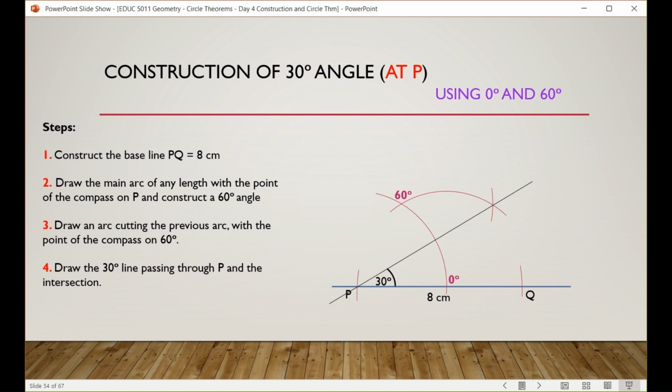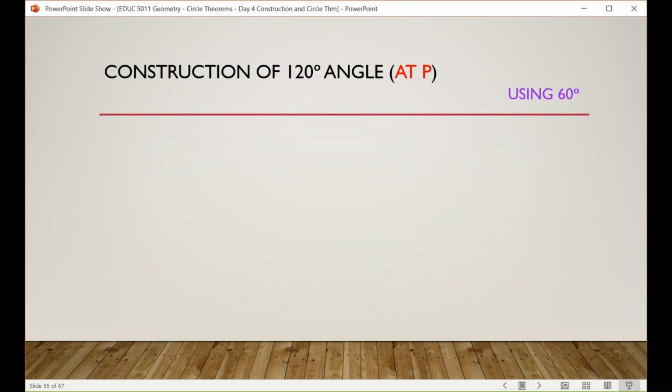So we've constructed a baseline. We've constructed 60 degrees. We've constructed 30 degrees. Let's move on now. We want to be able to build on that knowledge. We want to construct a 120 degrees angle. And we're doing it at P. We're going to use the same example throughout. And we're using the 60 degrees.